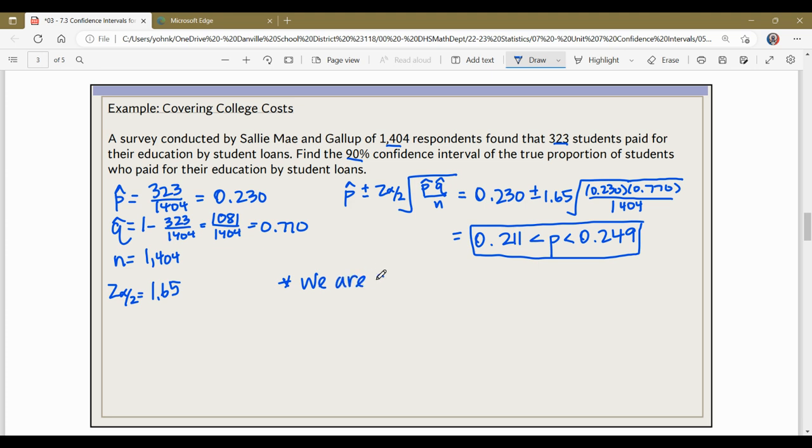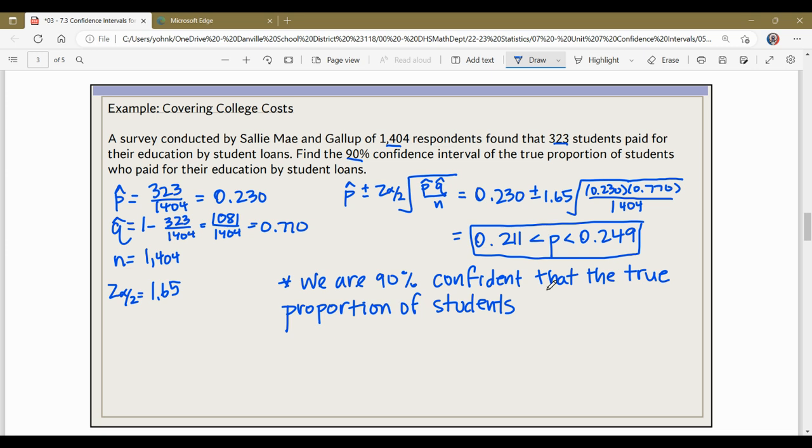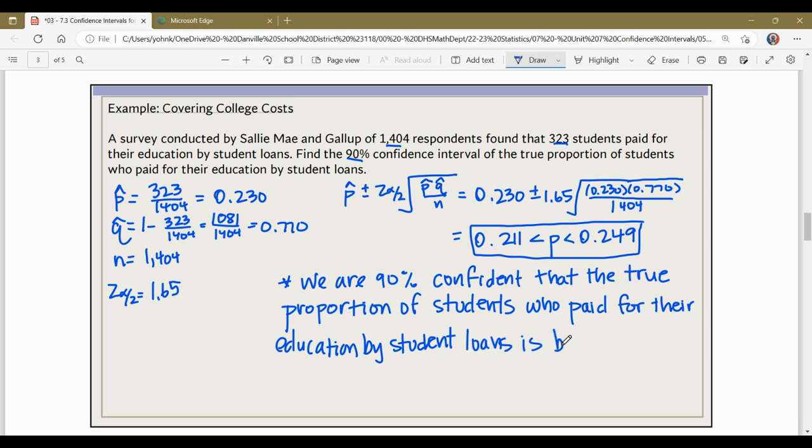We are 90% confident that the true proportion of students who paid for their education by student loans is between 0.211 and 0.249.